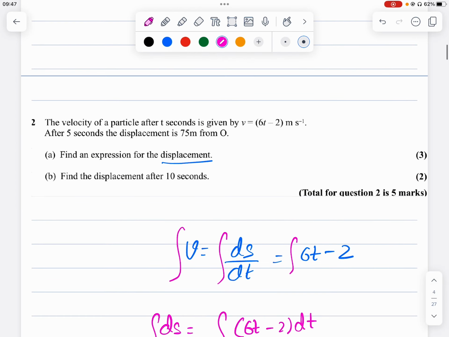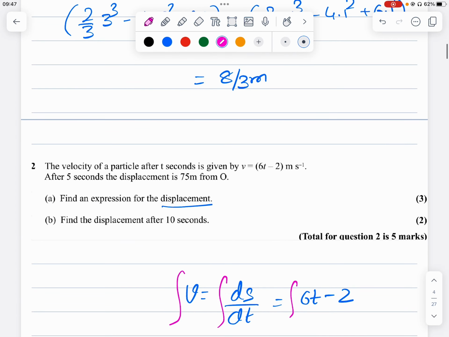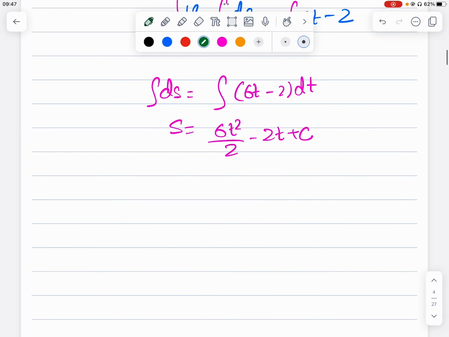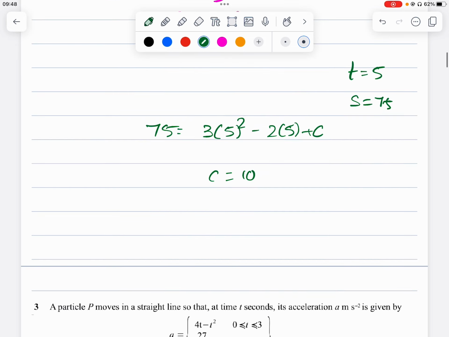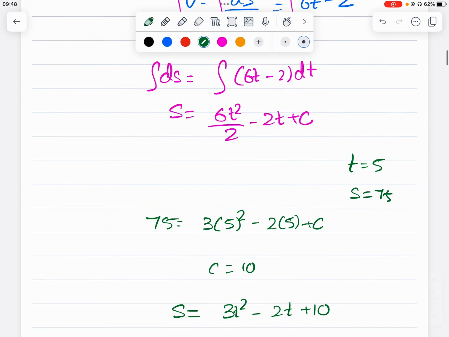Now it has been given that displacement is 75 when t is 5 seconds. So t = 5, s = 75. So 75 = 3(5²) - 2(5) + c. This gives me the value of c as 10. So the displacement equals nothing but how much? s = 3t² - 2t + 10.